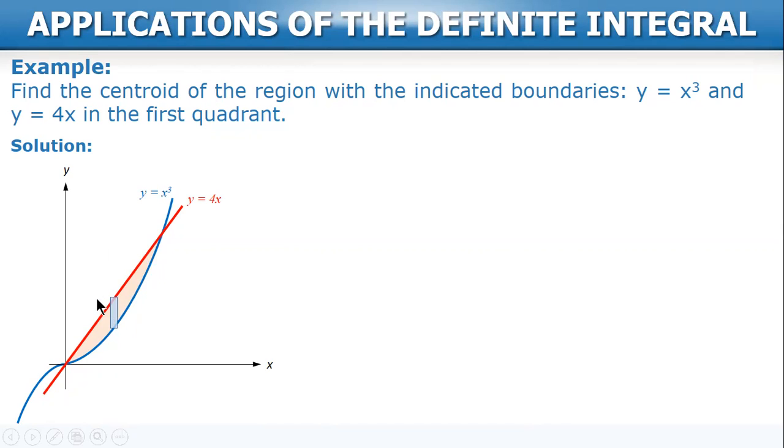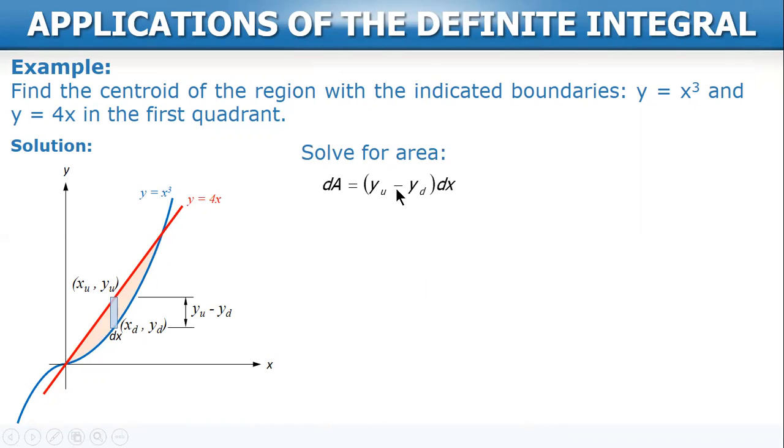So label x up, y up, and then x down, y down. And we have our thickness dx, height of strip y up minus y down. Okay. So first we solve for the area. We need the total area. And we also have dA. So from our strip, our area is y up minus y down times dx. This one. Y up minus y down times dx. So we integrate to get the total area and we need the limits, lower and upper limits. So we need the coordinates of this point.